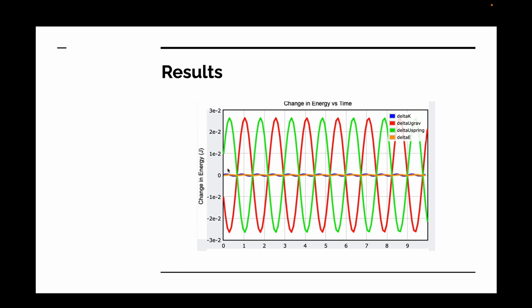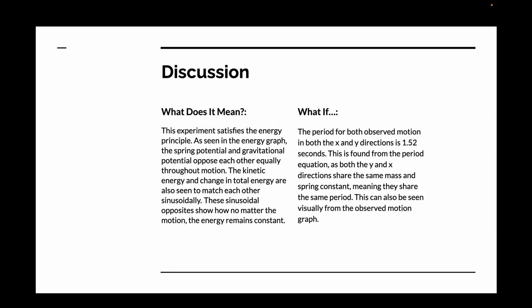So, for the results, we can see that the spring potential and gravitational potential energy oppose each other, as well as delta K and delta E opposing each other along this flat line. So, what does this mean? This means that the experiment does satisfy the energy principle. As previously seen in the graph, the spring potential and gravitational potential oppose each other equally throughout motion, as well as the kinetic energy and the change in total energy also matching each other sinusoidally. These sinusoidal opposites show that no matter the motion, the energy is conserved.